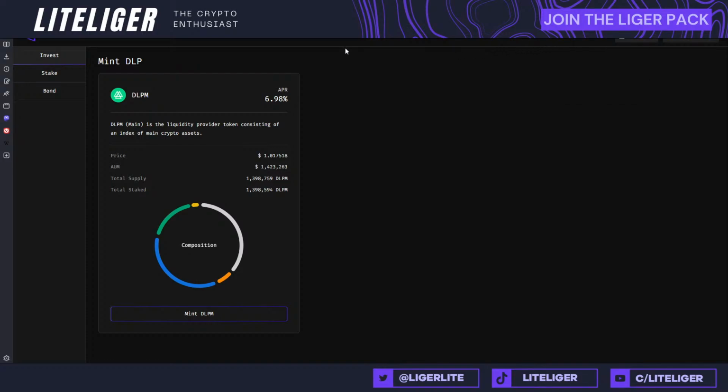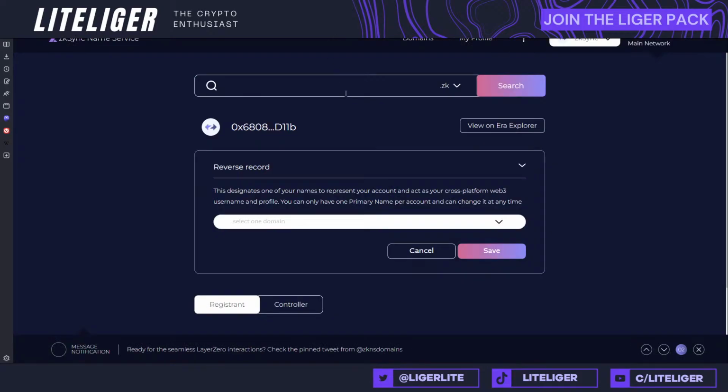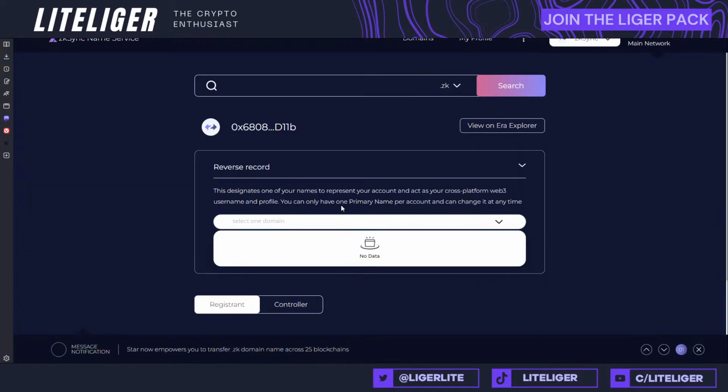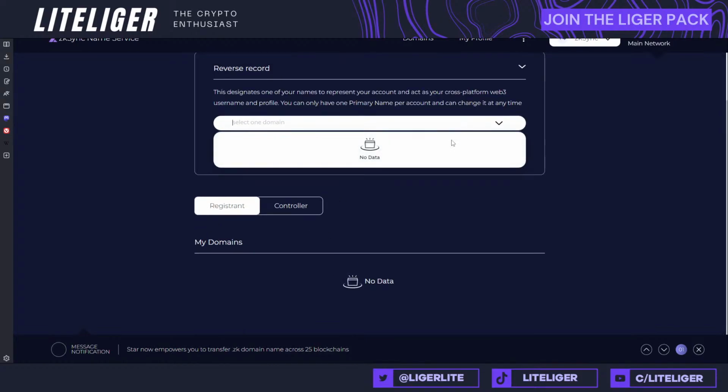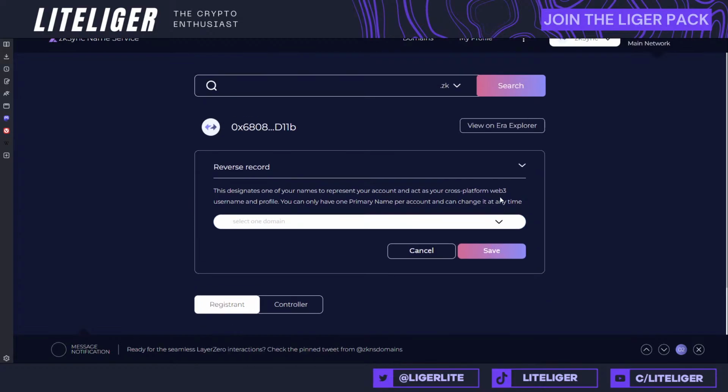Okay, so I think that's almost everything. Let's go back once again to this domains thing, because I'm kind of annoyed by not seeing our domain here. But it should appear, and when it does, you click save, and that gives you another transaction.